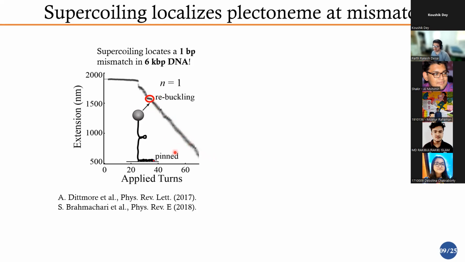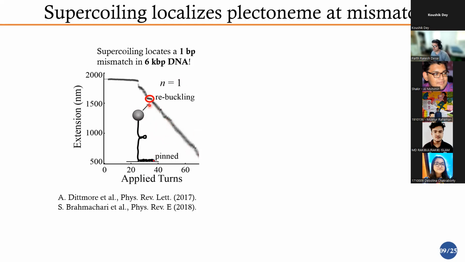And this is how he was able to infer if the plectoneme was actually pinned at the mismatch, by looking for this rebuckling transition, right? And one of the limitations here is the plectoneme always has to stay pinned at the mismatch for him to see this rebuckling signal. Because even if it's, let's say, 99% of the time, he won't be able to see this rebuckling signal, because the plectoneme would just move along the DNA backbone. So the plectoneme has to stay pinned at the mismatch 100% of the time.